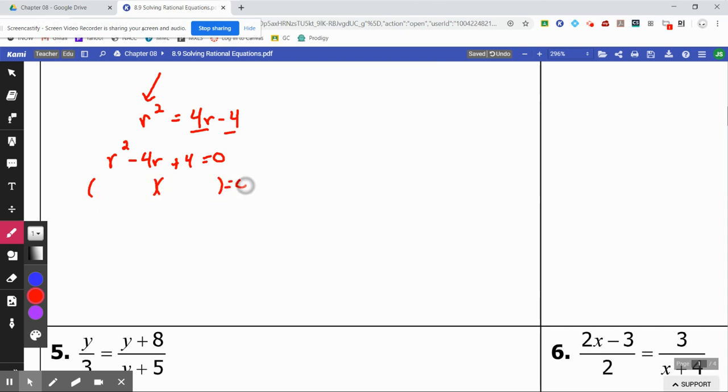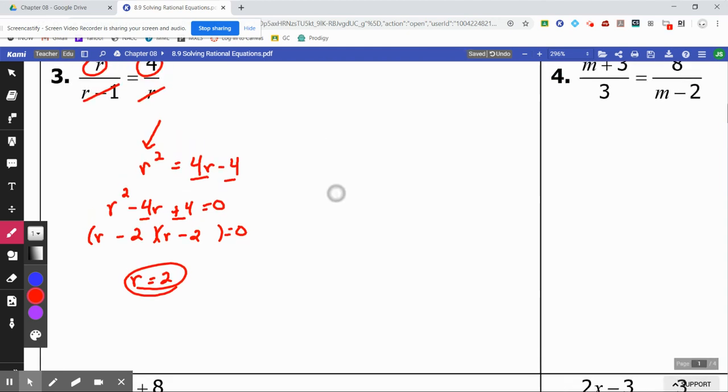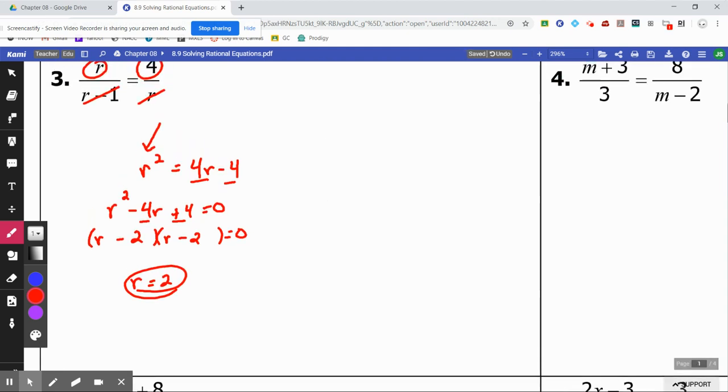Best method for solving a quadratic equation would be by factoring. So r times r is r squared. Adds, multiplies is a negative 2 and a negative 2. So therefore, set each equal to 0, and you get r equals 2, and that solution would have a multiplicity of 2. Go back and make sure that r equals 2 is going to be okay for the bottom, and plugging in 2 will not be any issue at all.